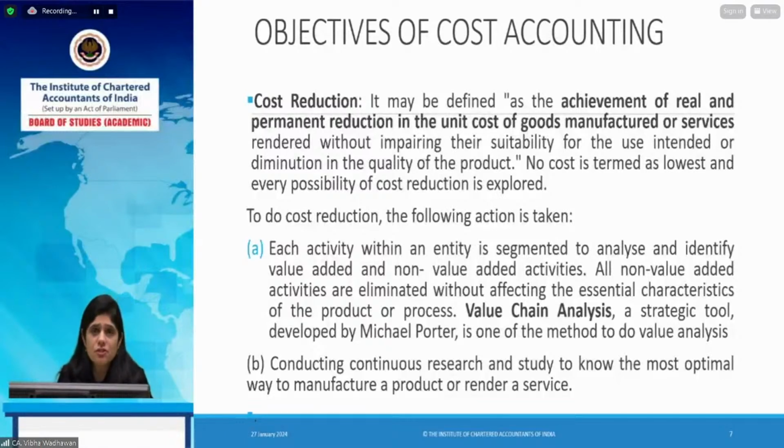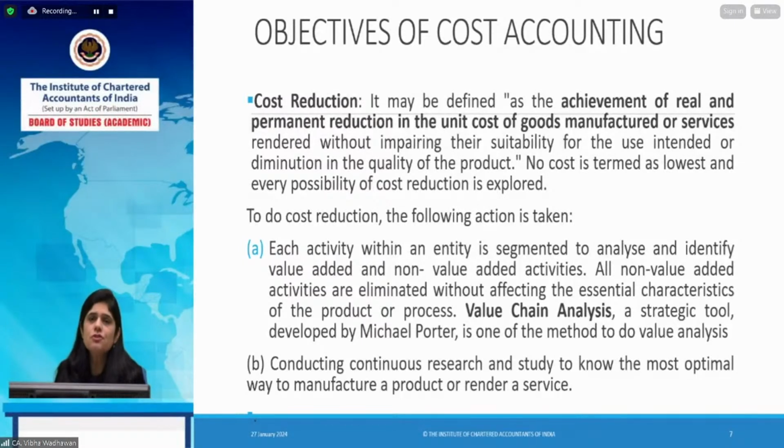Cost reduction. Now, cost reduction is the permanent reduction in the unit cost. Clear? So it may be defined as achievement of real and permanent reduction in the unit cost of goods manufactured or services rendered without impairing their suitability for the use. So cost is continuously, there is a scope. The cost reduction says that there is a scope to further reduce the cost, but without compromising quality of the product, without compromising the characteristics of the product.